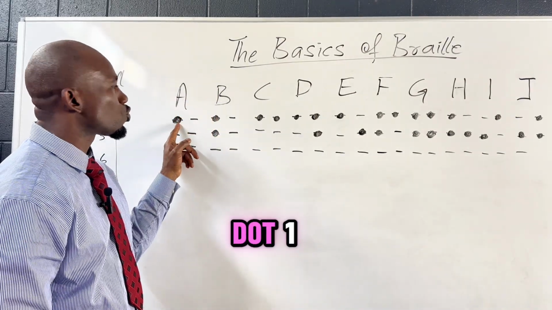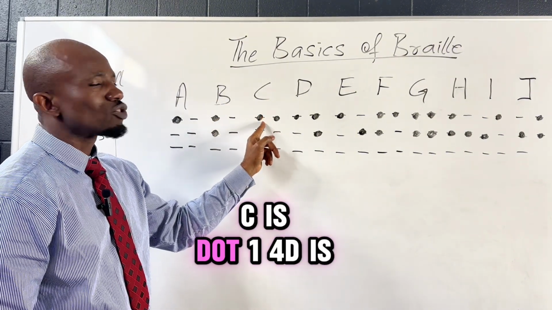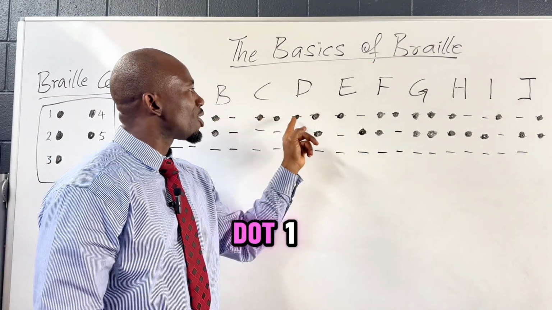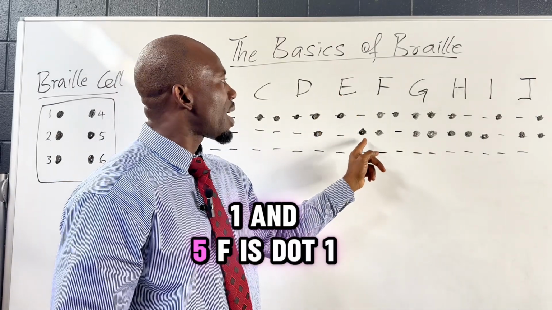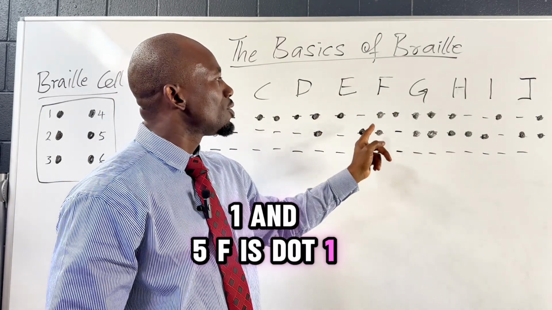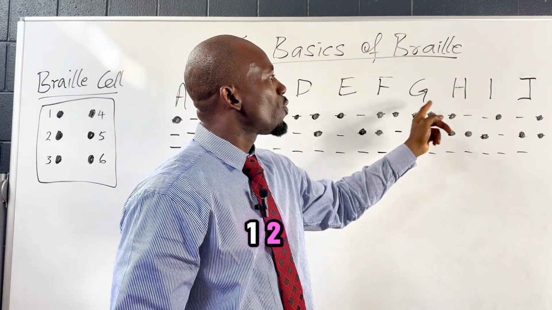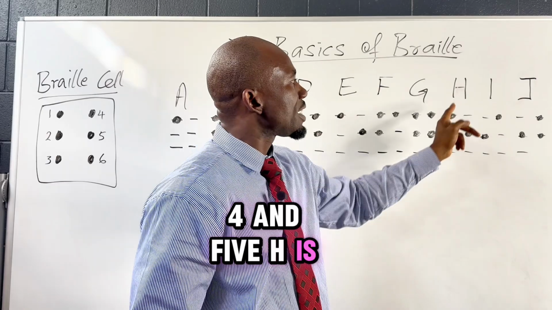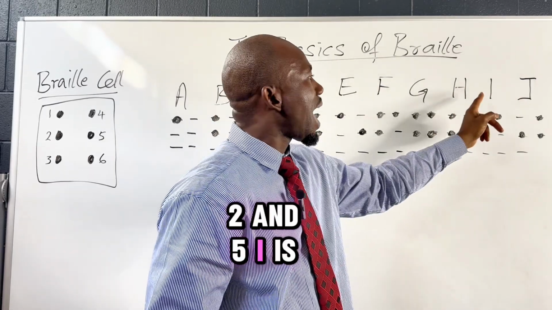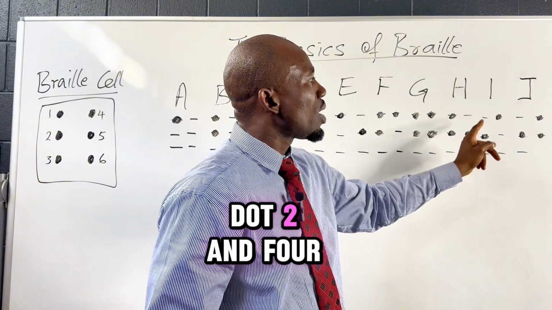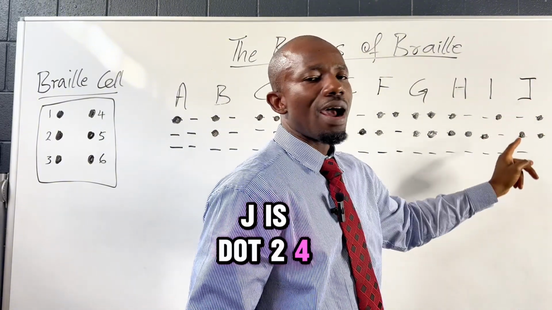A is dot 1. B is dot 1, 2. C is dot 1, 4. D is dot 1, 4, and 5. E is dot 1 and 5. F is dot 1, 2, and 4. G is dot 1, 2, 4, and 5. H is dot 1, 2, and 5. I is dot 2 and 4. J is dot 2, 4, and 5.